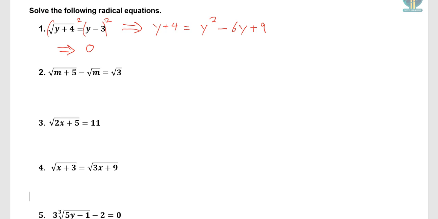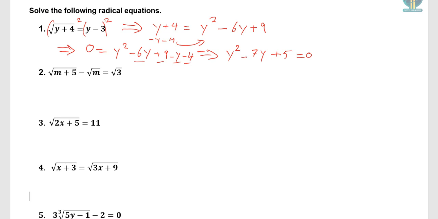Yeah, we can make the left-hand side 0, and then we bring the minus y minus 4 to the other side. So 0 equals y squared minus 6y plus 9 minus y minus 4. So this is going to give us y squared, minus 6y minus y is minus 7y. Plus 9 minus 4 is plus 5 equals 0. Oops, this is a minus.